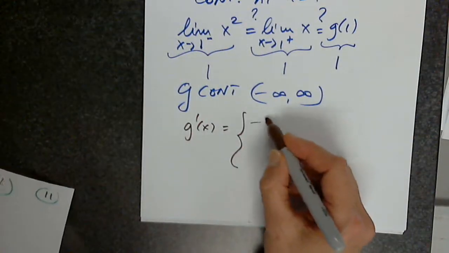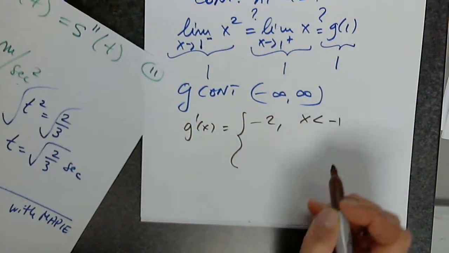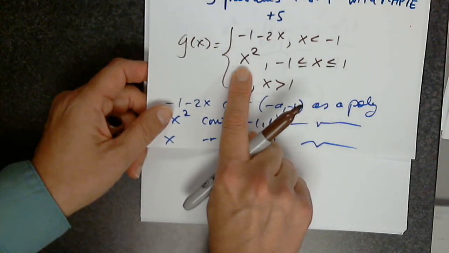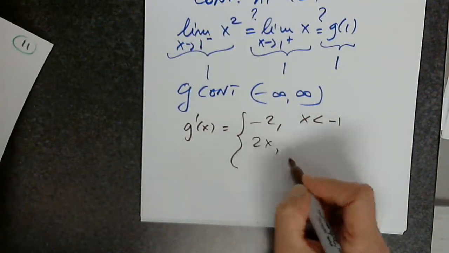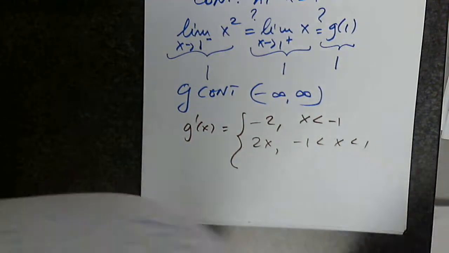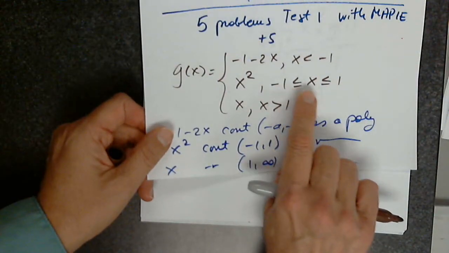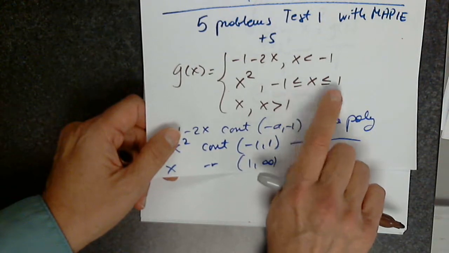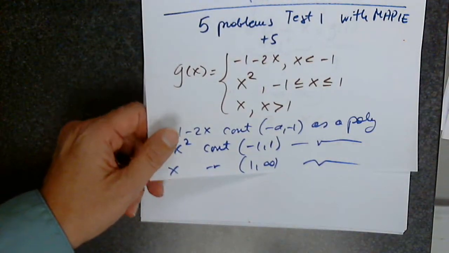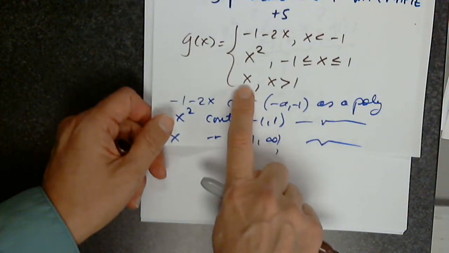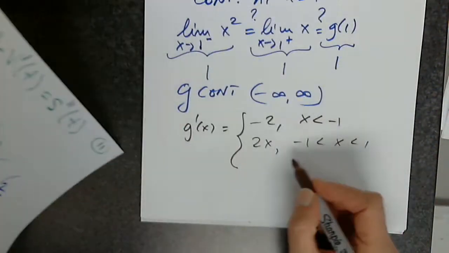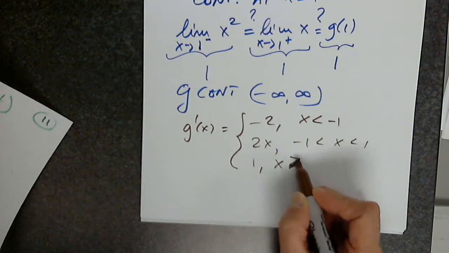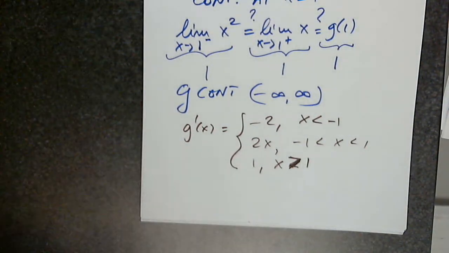Negative 2 indeed, for x less than negative 1. Can anyone give us the derivative of this? For negative 1 to 1. Notice that I did not include this and I did not include this. I don't know yet whether the function is differentiable at those points. I know it's continuous at those points. Okay, and now the derivative of this is 1, for x greater than 1. Perfect.